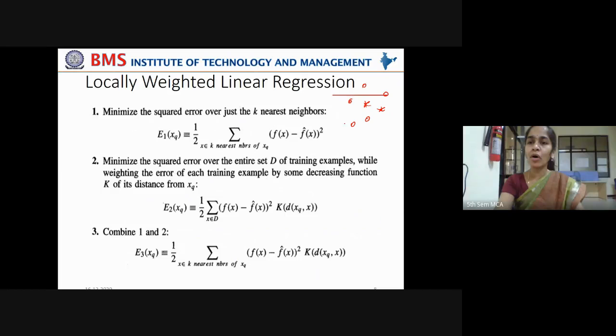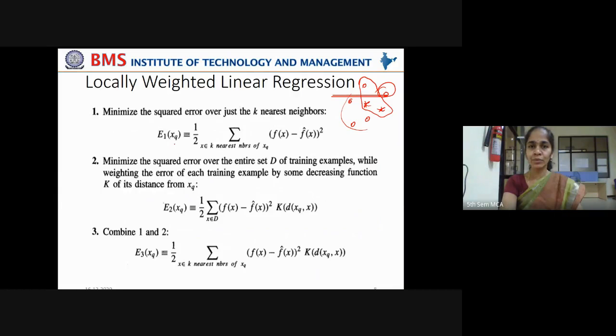You won't consider all these data points. Instead, you just consider only the 3 nearest neighbors to that new instance that I marked here. So minimize the squared error over just the k nearest neighbors, in this case, 3 nearest neighbors.